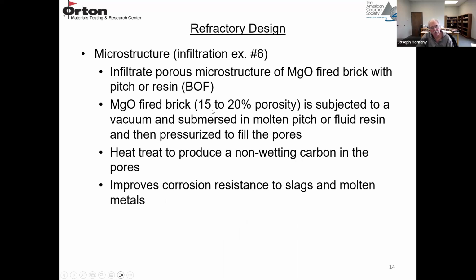So an MgO fired brick might have 15 to 20% porosity. You put that brick in a vacuum, and then you add a molten pitch or a fluid resin, and these materials are then pressurized to fill the pores. Then you heat treat this to coat the resin or pitch, or leaves carbon in the pores. The carbon is material that's non-wetting to slags and molten metals. So a non-wetting material is going to improve the corrosion resistance.